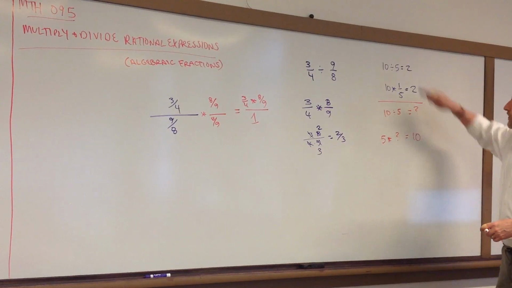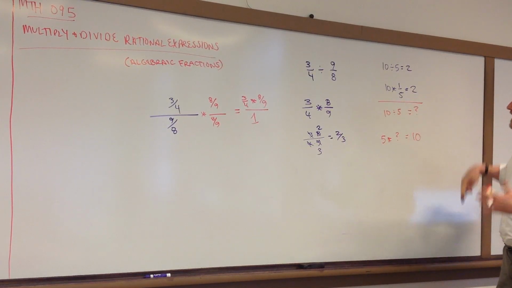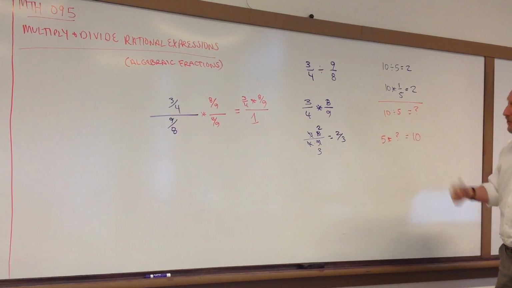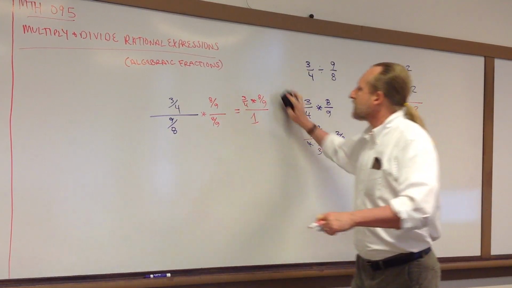Okay? And that's true for our answer of 2 here. 5 times 2 is 10. Therefore, 10 divided by 5 is 2. And so on. All right.